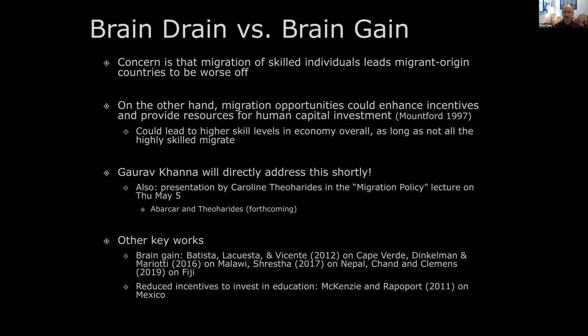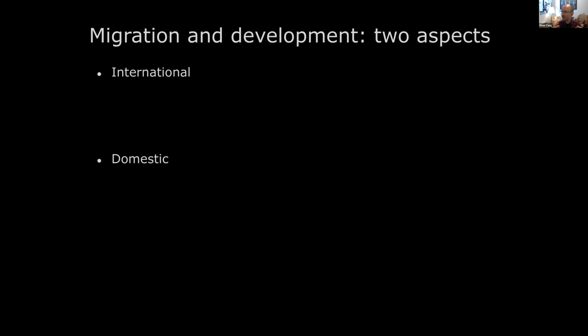But stepping back more broadly, education is certainly a key first order thing we need to be thinking about when we think about migration's development consequences. But it's part of a broader context, and I want to situate that in a little bit of a broader context. So when we think about migration and development, I think there are two aspects we should be thinking about. There's an international aspect and a domestic aspect. What does that mean?